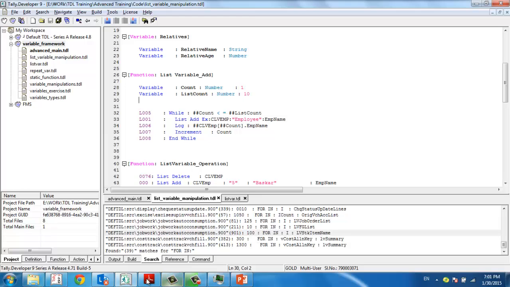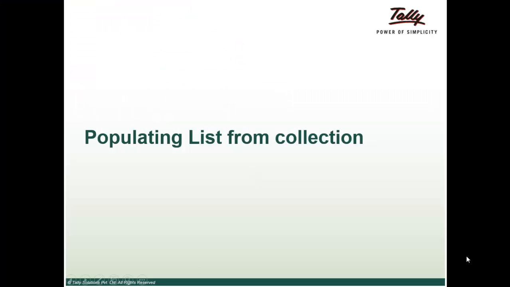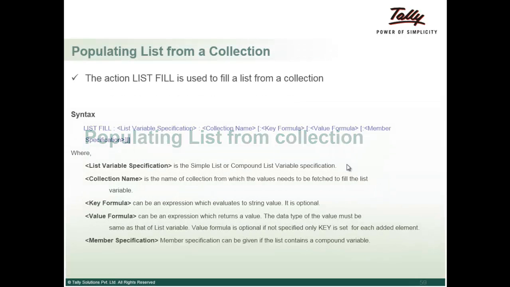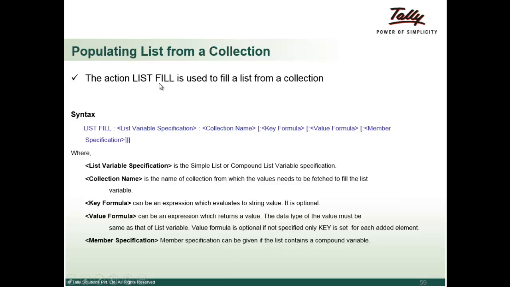So now let's move on to the next topic. The next topic we'll be going through is: how do we populate the list from a collection? We can do it by using the action list fill. If you remember, we had already spoken about list fill when we were seeing the list expand action, where we can add empty elements, and then using list fill you can fill those elements with a value. So here we can fill the elements of the list variable from the collection.